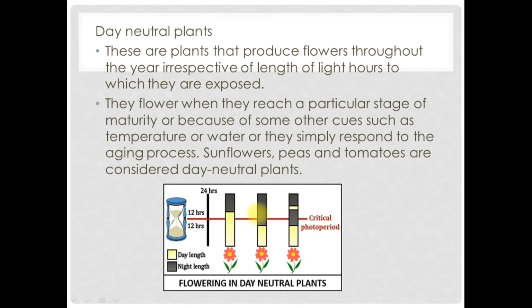So this is the diagram representing a day neutral plant. As you can see, it's flowering irrespective of the photoperiod.